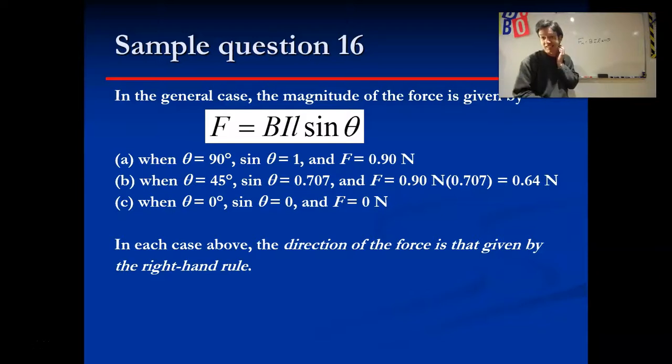Now A and C are easy. Sine of 90 is 1 and sine of 0 is 0. And then B, well, sine of 45 is, you can punch that in your calculator or just do 1 over root 2, I think. Or root 2 over 2, whichever you prefer. All right.